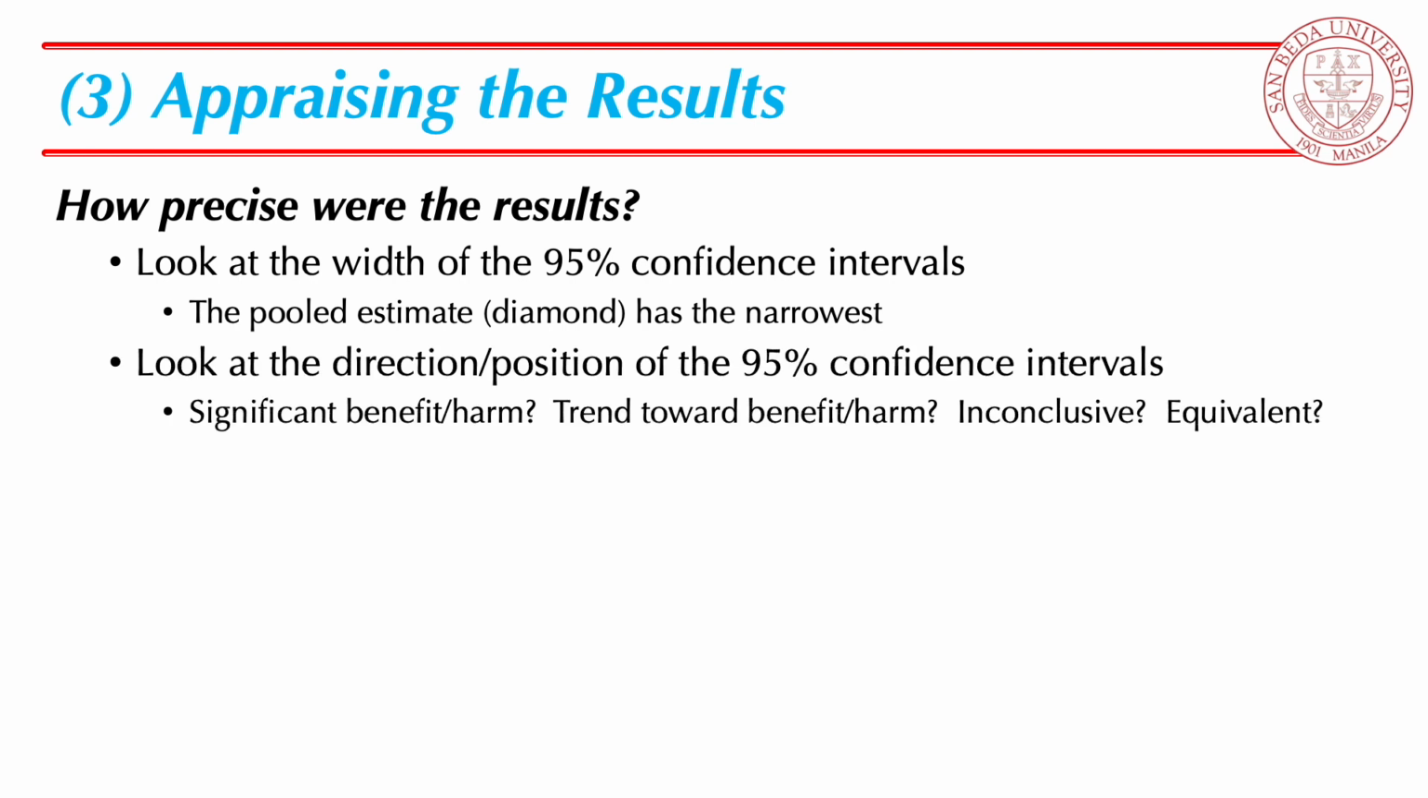As with individual trees of the forest plot, look at the direction or position of the diamond's 95% confidence interval as well. Is this pooled estimate showing us significant benefit or harm, or simply a trend towards? Is the overall pooled result inconclusive, or is there equivalence between the treatment arms?